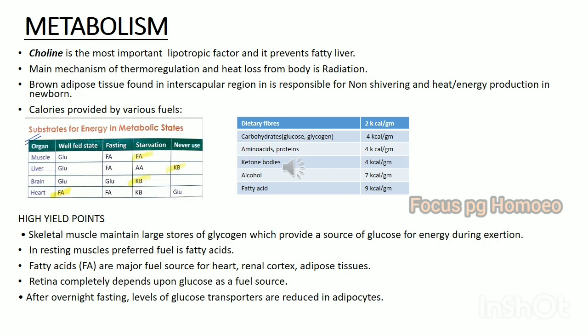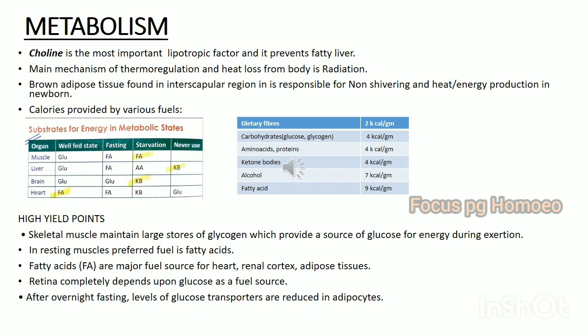Next, table is showing the amount of energy we get from the metabolism of different substances like carbohydrate, amino acid, protein, ketone bodies, alcohol, and fatty acid. Next, there are some single line high yielding points like the skeletal muscles have a large storage of glycogen which provides energy during exertion or during motion.